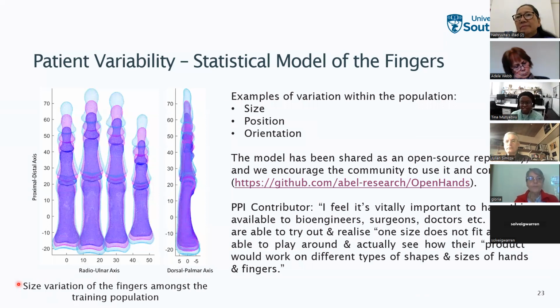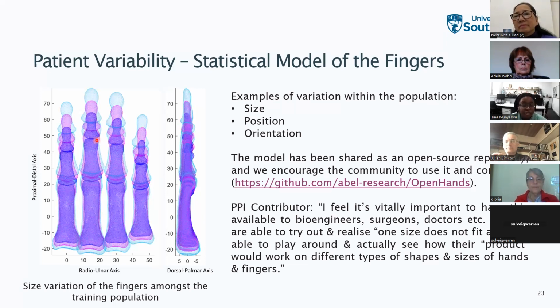So what can we do with this? We have 9 modes of variation, and the examples of what it shows are differences in size, differences in position, but also differences in orientation. And on your left, you can see the size for the 4 fingers. So we have our index, middle, ring, and then our little finger. And it's just an example of how size varies. So this is the small, medium, large kind of thing.